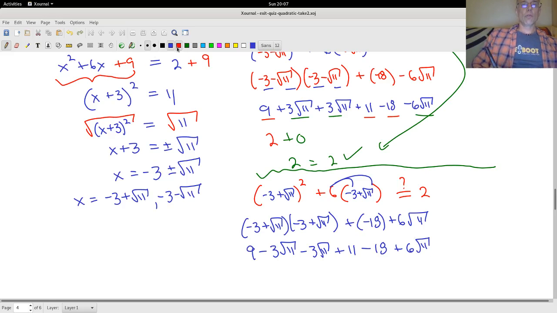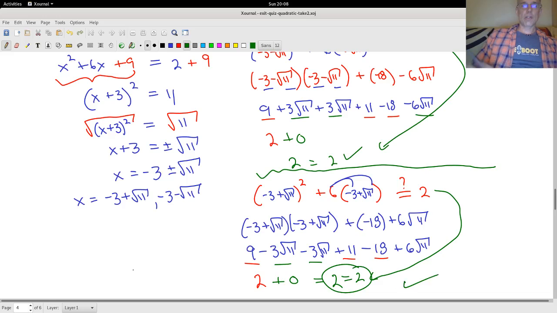And then like before, we'll combine like terms, so the 9 is like the 11, which is like the negative 18. 9 plus 11, like before, is 20, minus 18 gives me a 2. And then the negative 3 square root of 11 and negative 3 square root of 11 is negative 6 square roots of 11, but plus 6 square roots of 11 gives me a 0, and 2 plus 0 is 2. I lied the first time, it's 2. Don't deceive ourselves there, which matches the 2 on the other side.